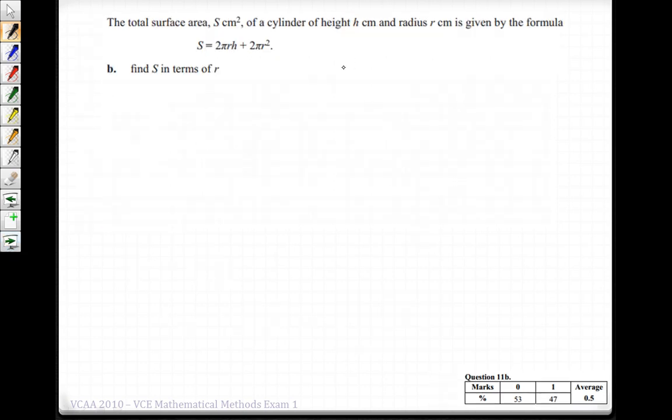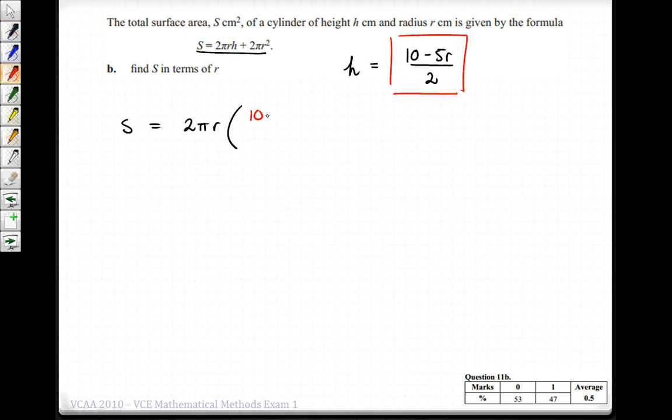So for B, we're going to use our h equals 10 minus 5r divided by 2. We're going to use that to get the total surface area, given by this equation in terms of h and r, purely in terms of r. From here on in, all we're doing is substituting. So we had s equals 2 pi r, and wherever we have h, we're now going to insert this. So we're going to put in 10 minus 5r divided by 2 plus 2 pi r squared.